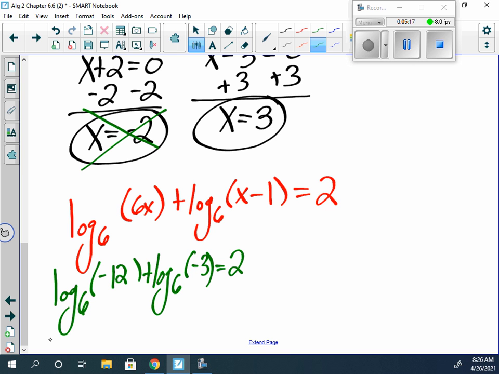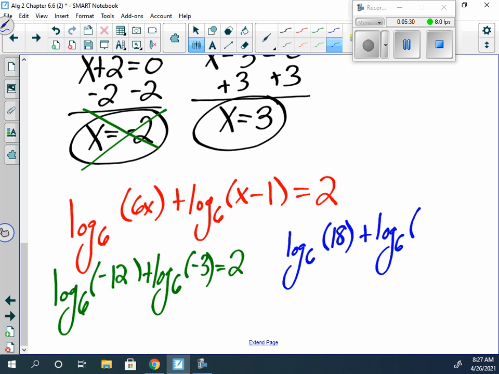This does not work. If we do the same thing with 3, log base 6 of 6 times 3 is 18. Log base 6 of 3 minus 1 is 2. And if we plug it in, it will work, and we do have positive numbers. So x equals negative 2 does not work in the original problem. So x equals 3 is our solution, the one that does work.